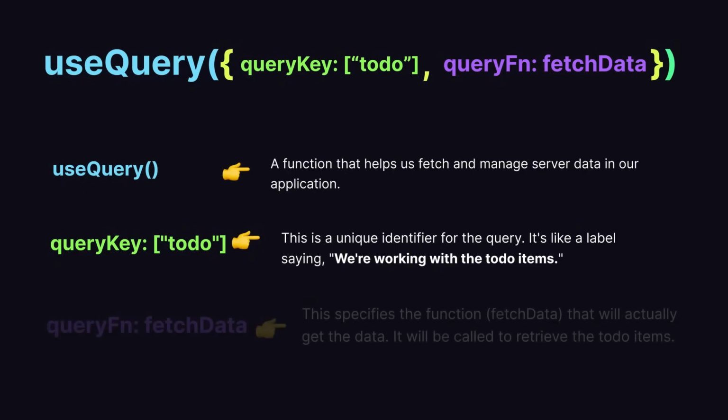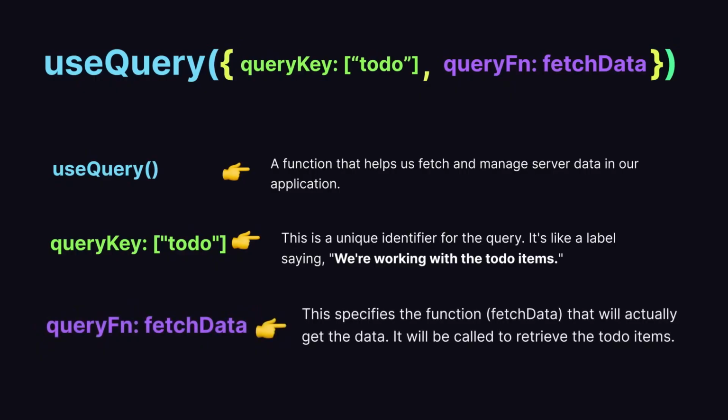And finally we have our query function, and here we are specifying a fetchData function, which is the function that will actually get the data. It will be called to retrieve those todo items. So that was just the basic theory about the useQuery hook, and now let's use it inside our app.